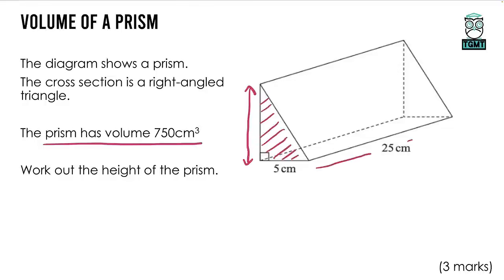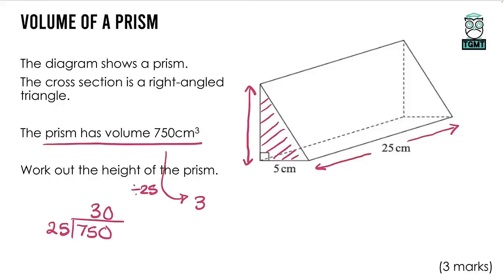We know to get the volume of a prism, we do the area of the cross-section times by the length. So if we've been given the volume, we could divide by the length to find the area of the cross-section. So in this particular question, our first step would be to divide by 25. That's going to tell us what the area of the triangle is, that cross-sectional area. We need to take our time to work that out. It's actually not a bad one to do with bus-stop division. 25 goes into 75 3 times, and then we have a 0. So our answer is 30.